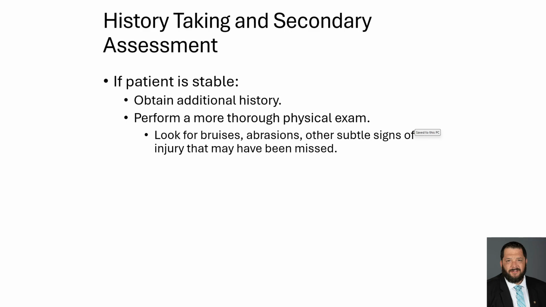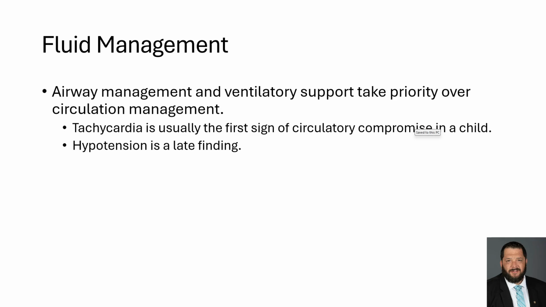If the patient's stable, obtain additional history. Remember that your pediatric patients may not be great historians, so you may need to ask caregivers on scene or who was taking care of the patient during the time of injury to get more information there. Perform a more thorough physical exam en route. If the patients are stable enough, look for bruises, abrasions, and subtle signs of injury that can be missed. And this can include things like Grey Turner's or Cullen's sign, where you've got flank bruising or periumbilical bruising.